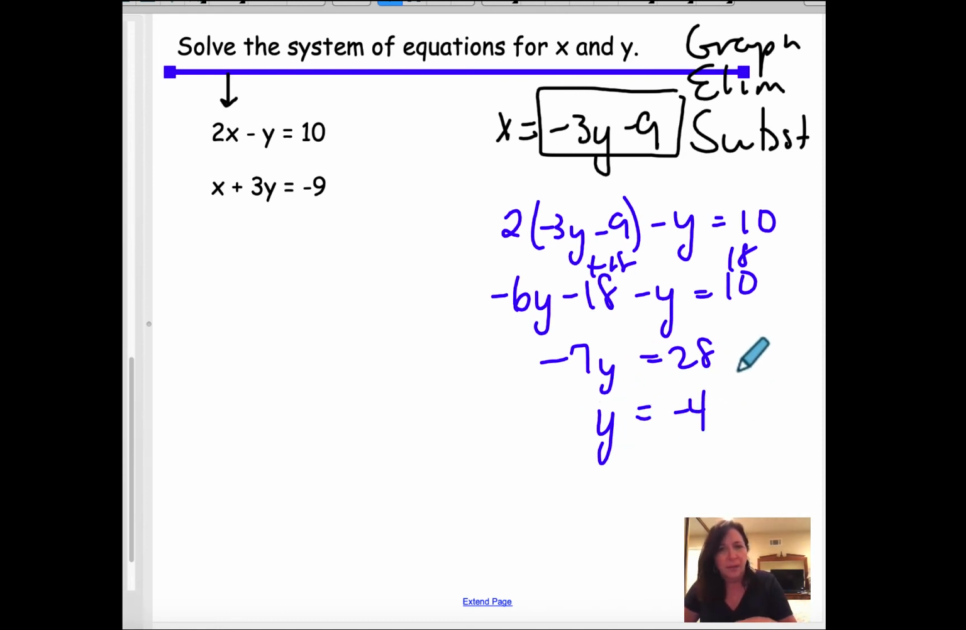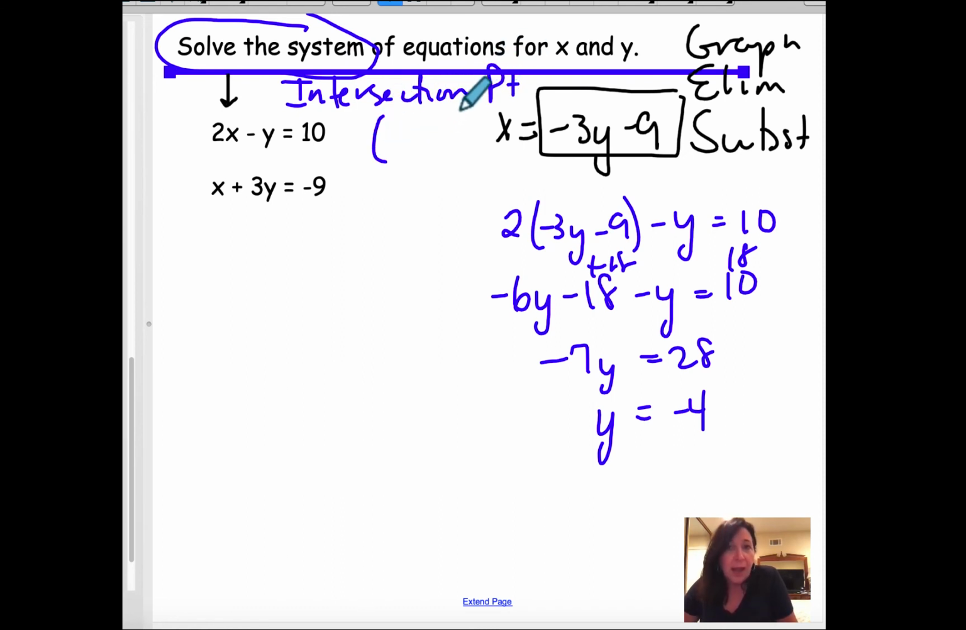Don't box that up, because when you're asked to solve a system, the only thing that you're actually looking for is the intersection point. That's it. That's what you're looking for. And an intersection point is a point. It's like x, y, okay? So we found y. Y is negative 4. Okay, so now we got to find x.